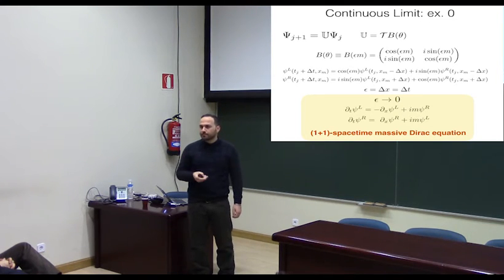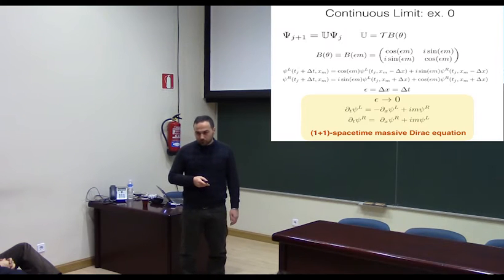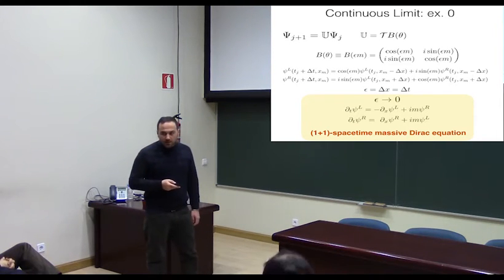So setting this delta x and delta t equal is like taking the speed of light to be 1, but if they are unequal, then you have some other speed of light.